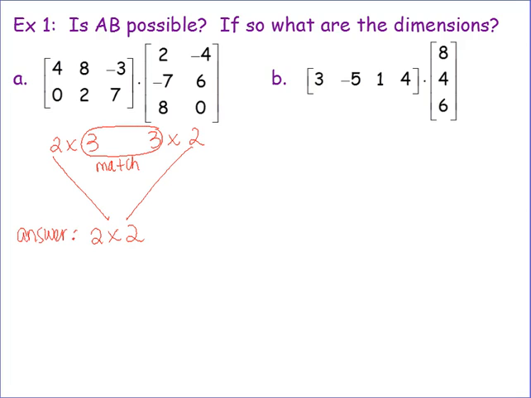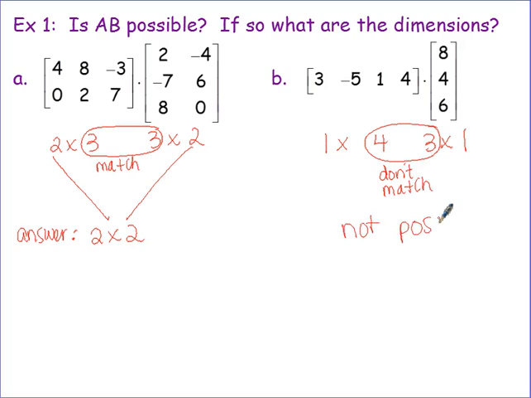So let's do the same thing with B. 1 row, 1, 2, 3, 4 columns, 1, 2, 3 rows, and 1 column. So again, look at these guys here in the middle. Problem is though, this time they don't match. So if you have a problem like this on your homework and they don't match, all you simply say is not possible. And that is a perfectly legitimate answer for your homework as well.